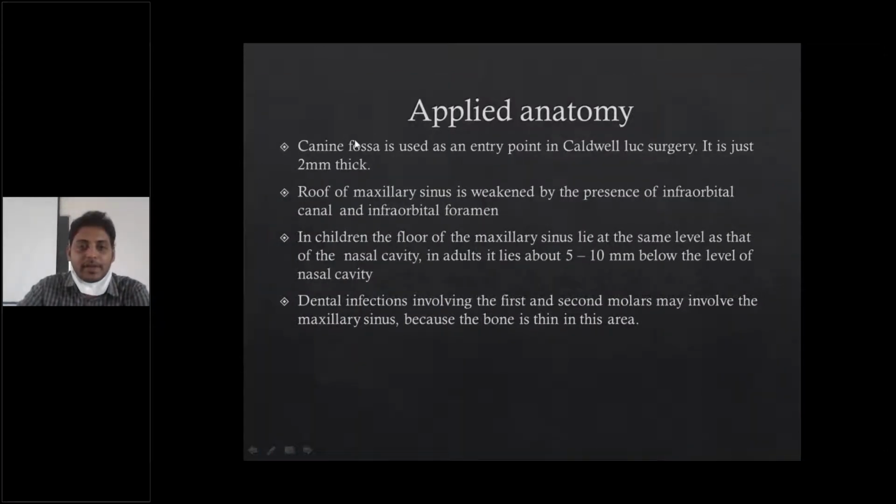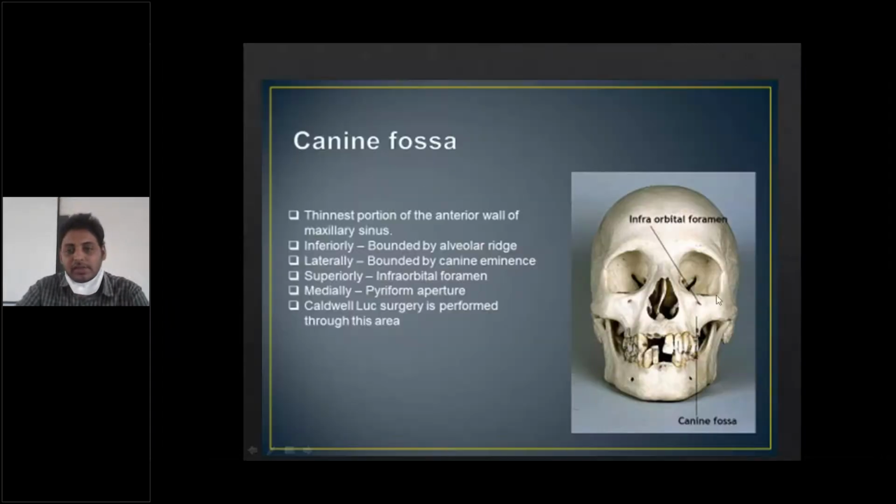Then coming to the applied part, as I said, the canine fossa is used as the entry point in Caldwell-Luc surgery. It is just 2 mm thick, because it is the thinnest portion, and you will be entering through this. The roof of the maxillary sinus is weakened by the presence of the infraorbital canal and infraorbital foramen, through which the infraorbital nerves and vessels pass. Obviously, if there is an opening, the roof is weakened by these openings.